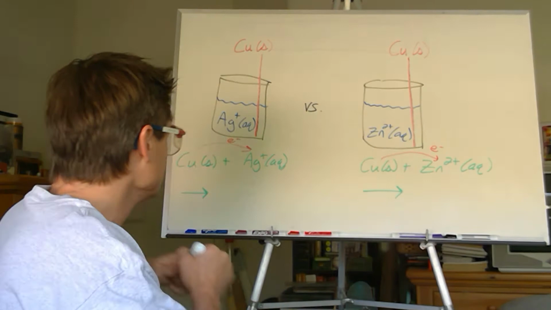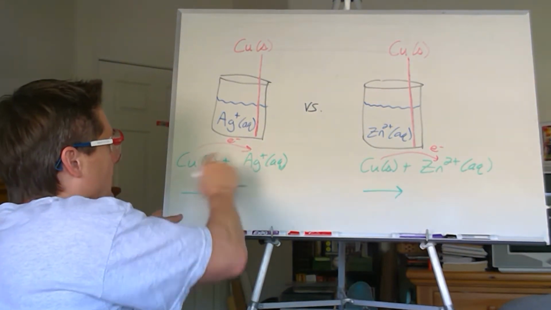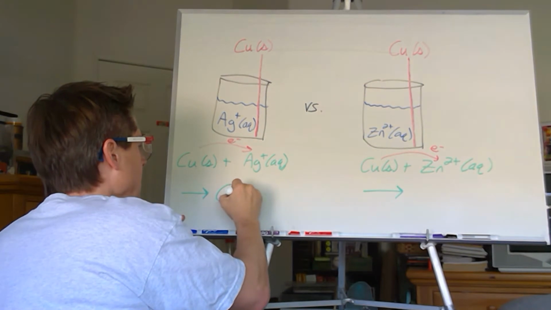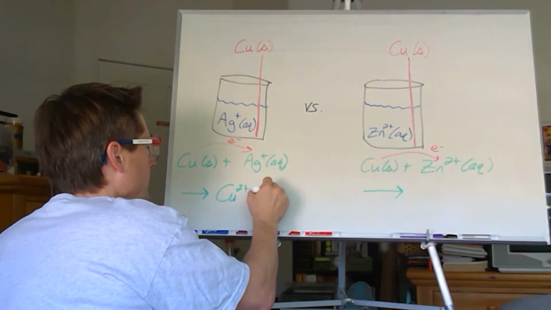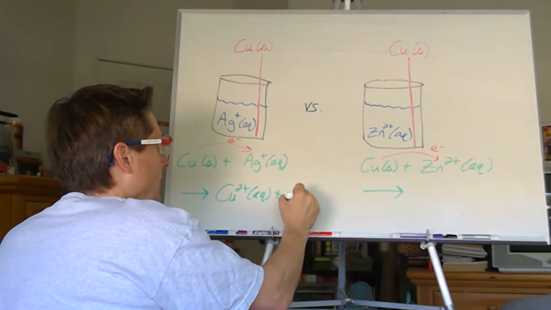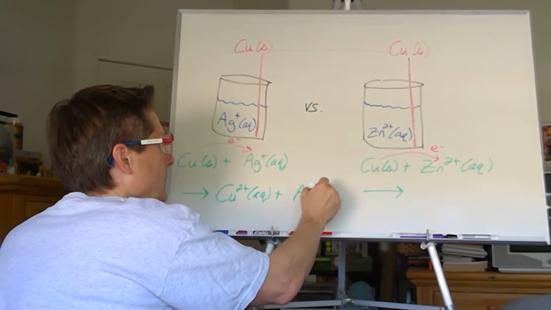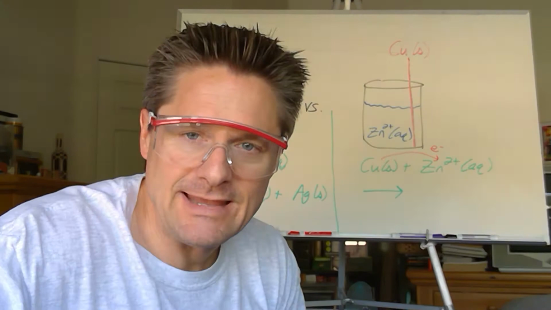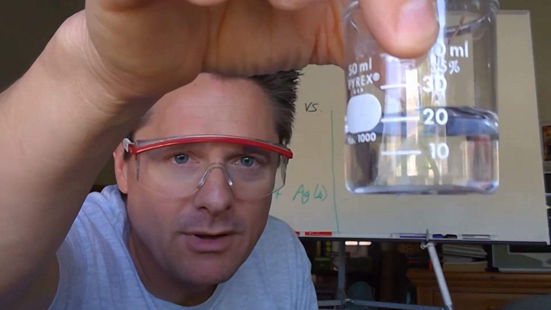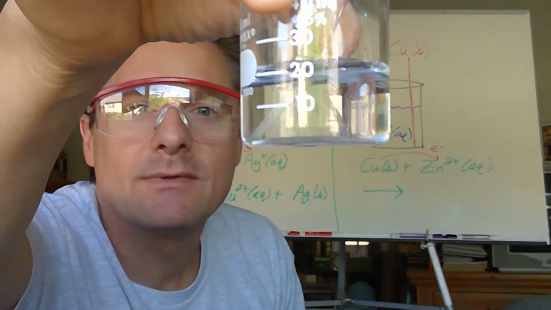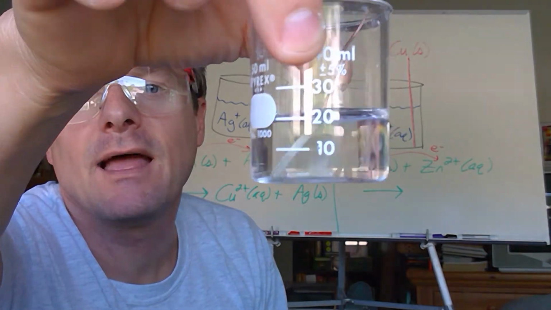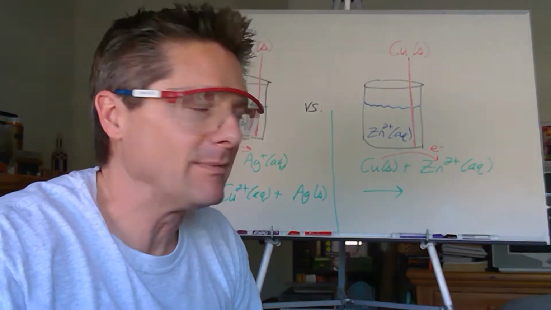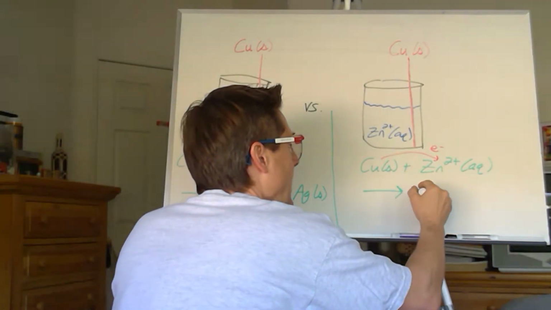So let's complete this. Copper's donating electrons over, but copper's going to form a +2. So we're going to get a copper 2 ion plus solid silver. And you can see the solid silver plating out there. Right? You can see that silver plating out. Look at that. Isn't that beautiful? I love silver. It's my favorite element. But this is not happening.